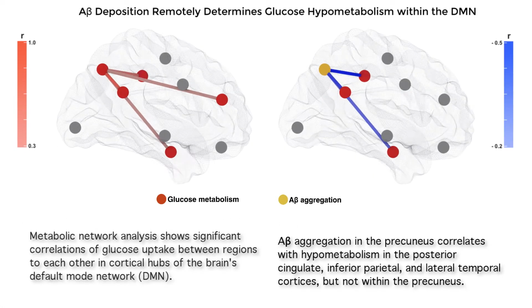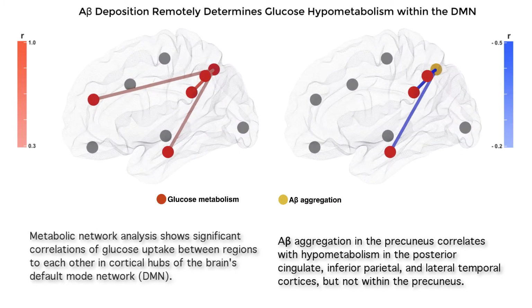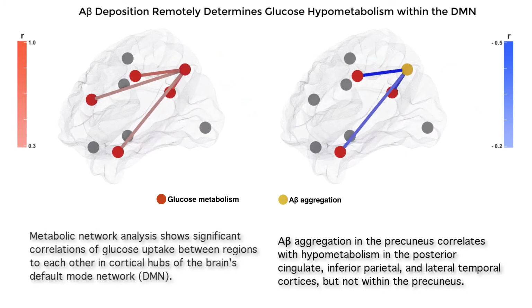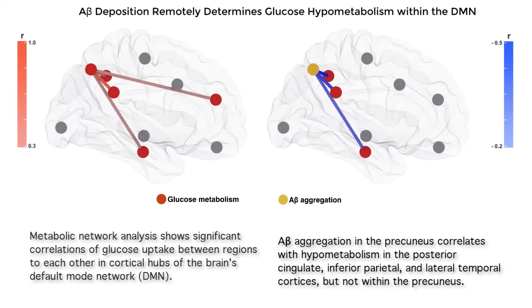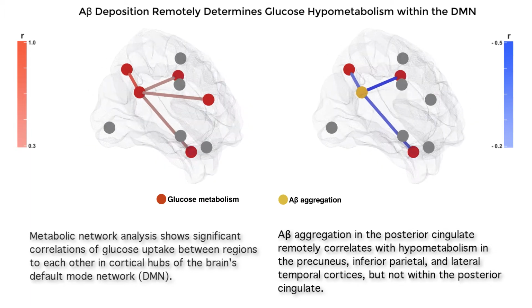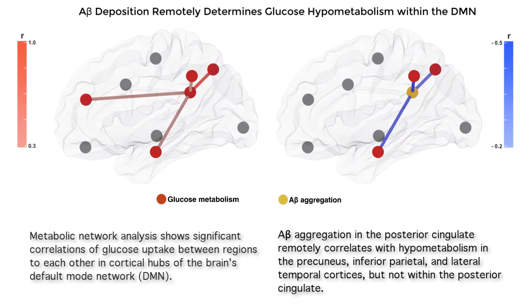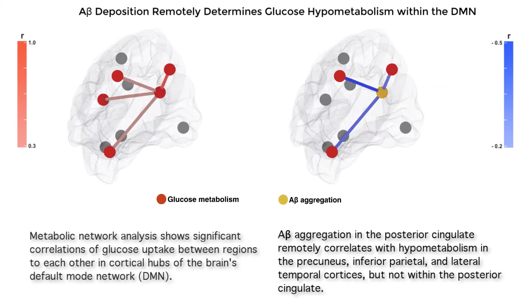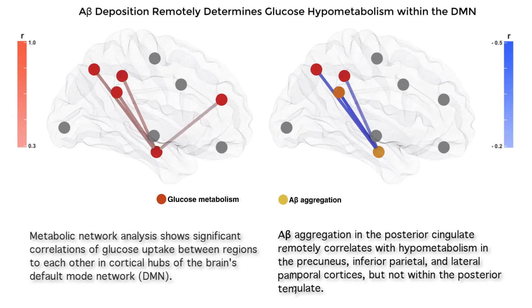We found that amyloid beta aggregation in the precuneus correlates with hypometabolism in the posterior cingulate, inferior parietal, and lateral temporal cortices, but not within the precuneus. We also found that amyloid beta aggregation in the posterior cingulate remotely correlates with hypometabolism in the precuneus, inferior parietal, and lateral temporal cortices, but not within the posterior cingulate.